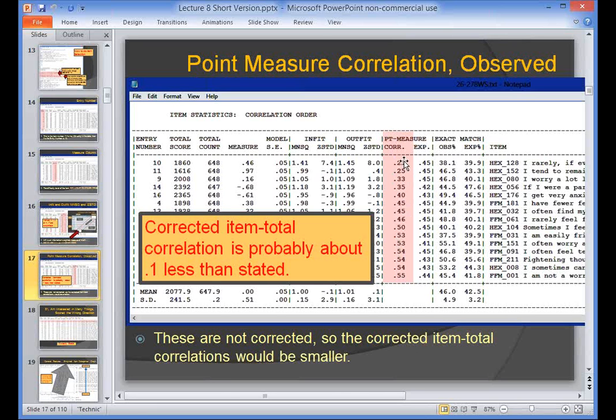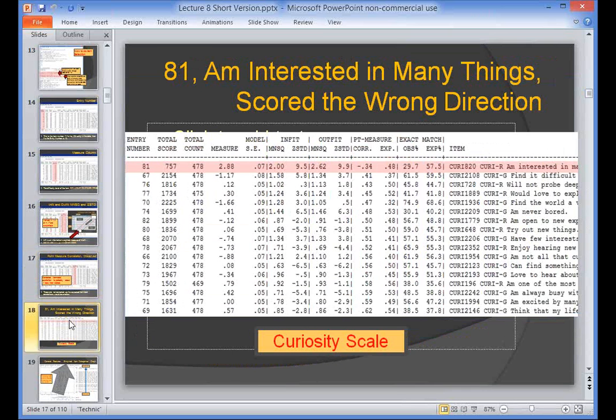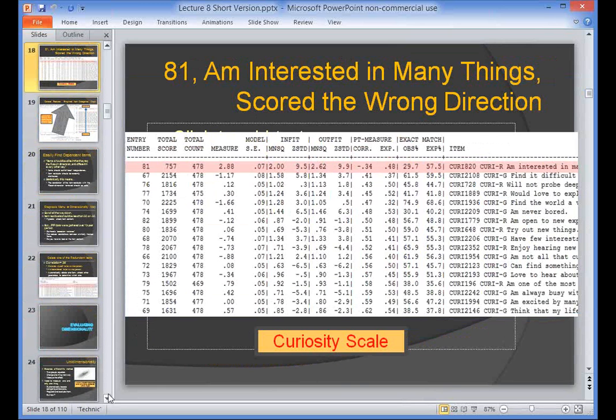And then this column, very important, this is the point measure column. Not the corrected item total correlation, but probably overstated by about 0.10. Now, when we first began to analyze the curiosity scale, we found that the first item was negatively correlated. The first time you analyze any scale, the first thing that you will do is go to the item polarity table and look at the direction of the correlations. And if you find that any items are negatively correlated, well, those items don't covary with the construct. Those items are varying inversely with the construct. So that means that you want to go to the data and change the scoring direction of the items.